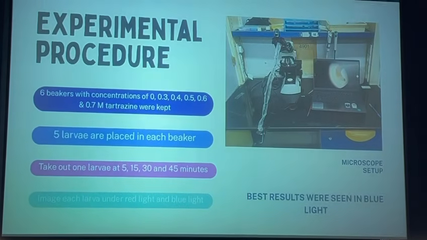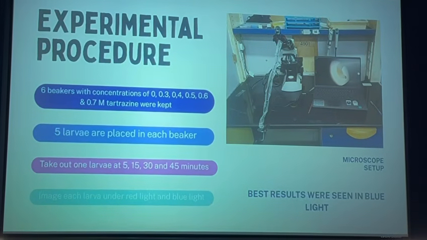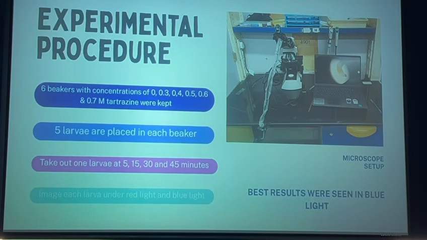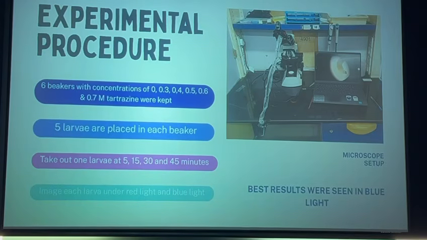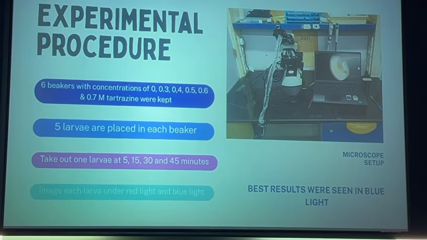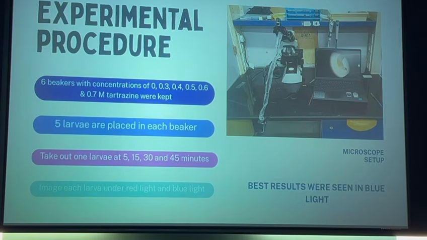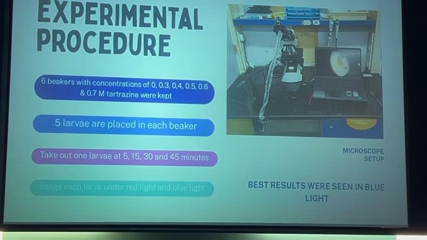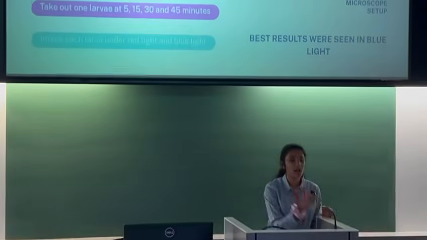Our experimental procedure for this is quite similar to what we did for chicken tissue with respect to the exposure to tartrazine. We had 6 different beakers with 5 concentrations and 1 control, and we left 5 larvae in each beaker. However, the only difference was that in chicken breast tissue, we left everything for 45 minutes. Here we picked out larvae, one at 5 minutes, 15 minutes, 30 minutes and 45 minutes. And then we imaged everything under red light and under blue light. Best results were seen under blue light. That's our setup.